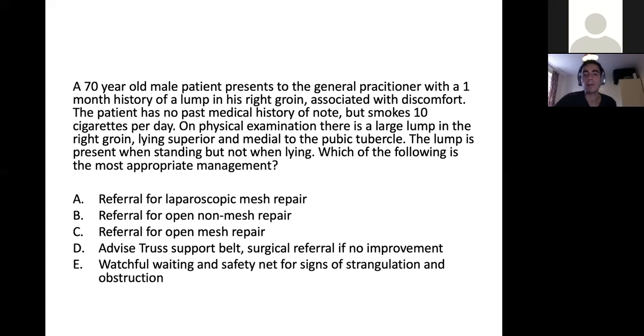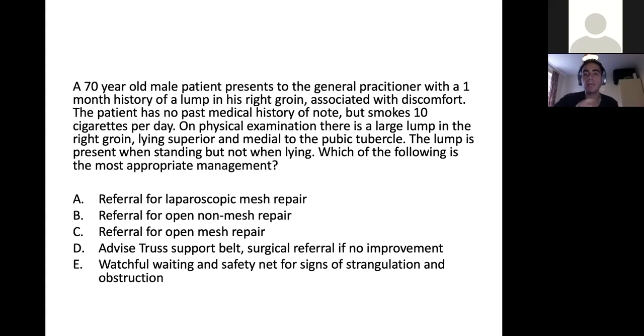They're a smoker, but apart from smoking, they have no other past medical history. When you're in a surgical firm, or if you're a GP thinking about referring this patient, you need to think: would this patient be fit for surgery? So far, there's nothing to indicate otherwise. On physical examination, there's a large lump in the right groin that is superior and medial to the pubic tubercle, which indicates an inguinal hernia.